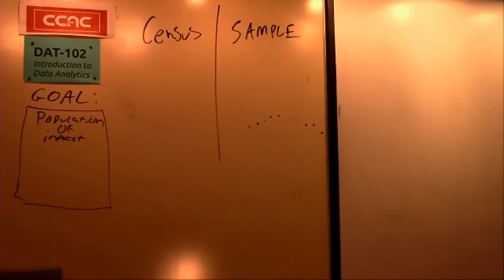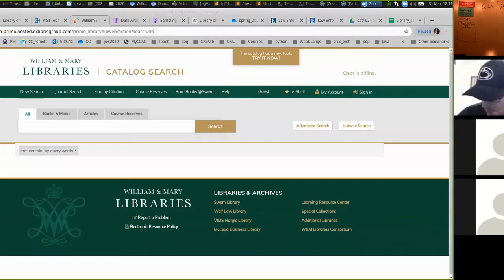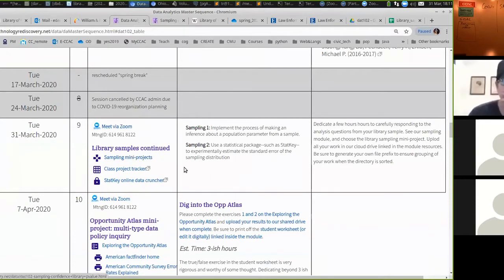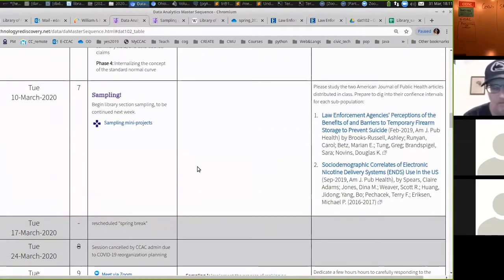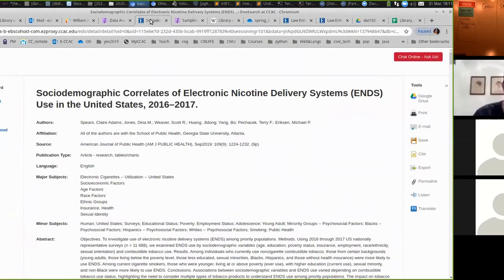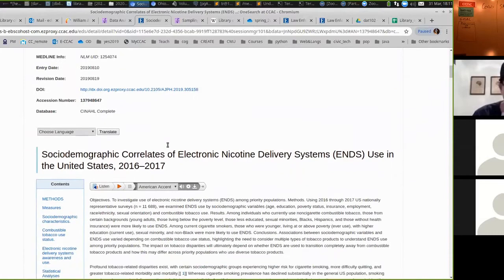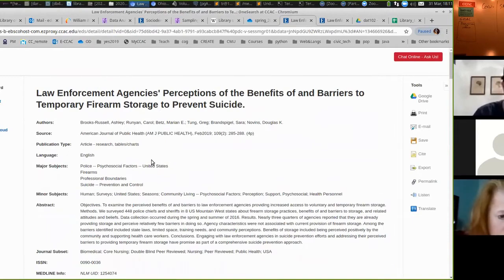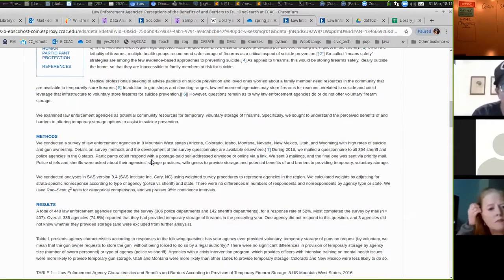And I'll show you where I got that link here in case you didn't get a chance to pull those down. So I should have my screen visible here. I did a quick refresh of the schedule, so make sure you did an F5 if you loaded it before about quarter till. And on the 10th, I gave you links to these two articles from the American Public Health Journal, which is a great little journal. Unfortunately, you will need to be signed in as CCAC students to get the full text. But I'd like to use this as a sample so that we're talking about concrete things.